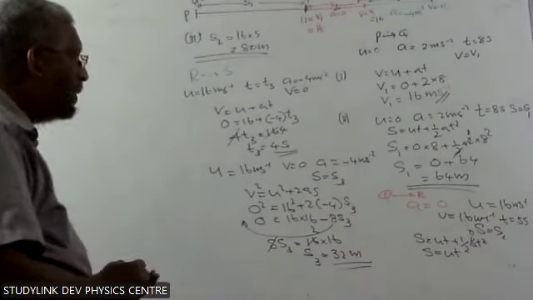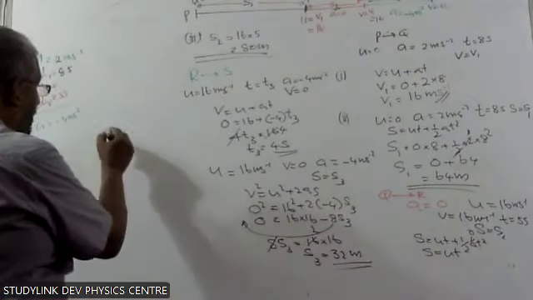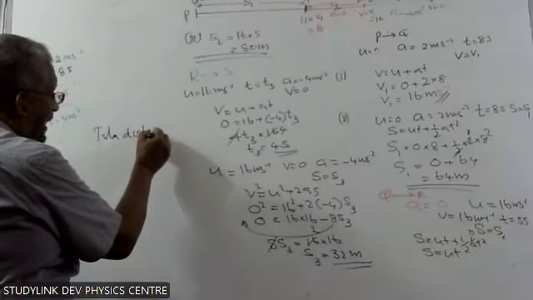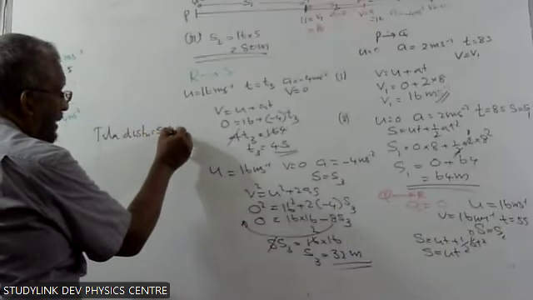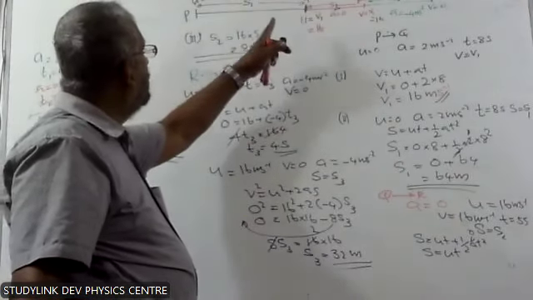Then, as far as total distance is concerned, total distance is S1 plus S2 plus S3. Get the answer: S1, S2, S3.